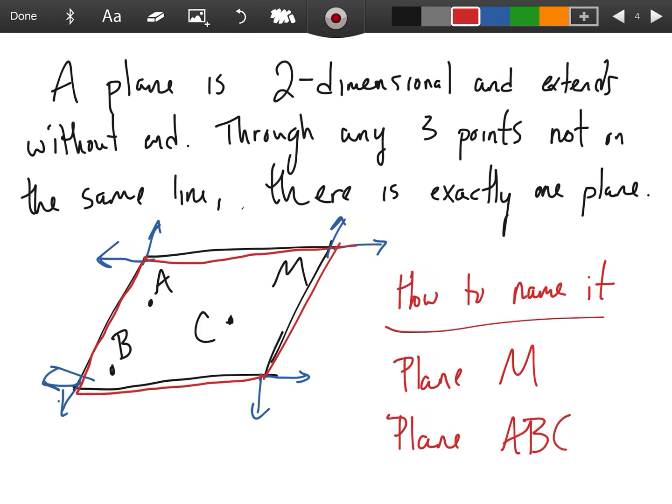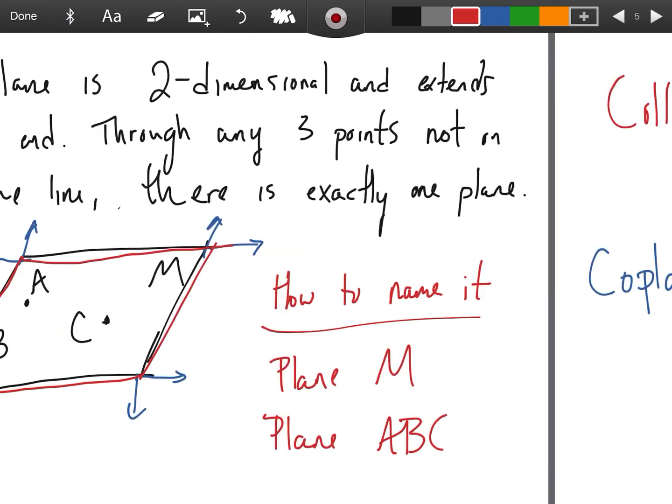And then different ways that we can name this. We could just call it plane M. Okay, there's a large capital M written on there, and there's no point next to it. So we know it's not a point. That's just the name of the plane. And then A, B, and C are 3 points on there, so we could also call it plane ABC, or by the name of any 3 points that fall on that plane.